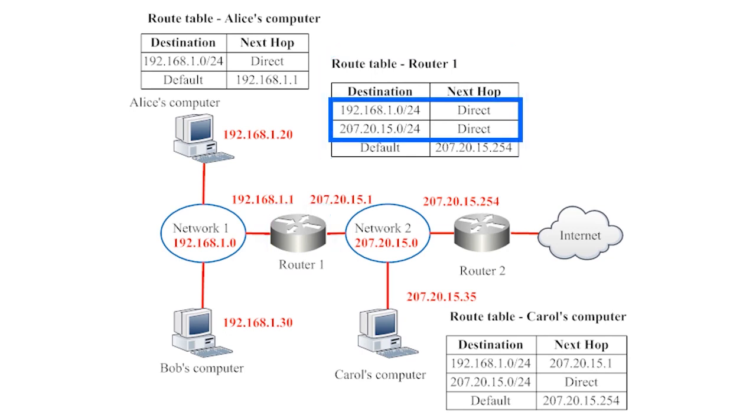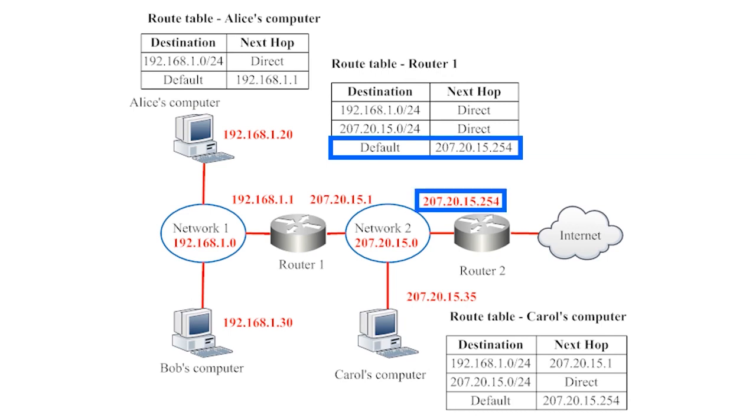If information is destined for any IP address on Network 1 or Network 2, then Router 1 will send this information directly to that IP address. It can do that because it's connected directly to both of those networks. If the information is destined for any IP address outside of these two networks, then Router 1 will default to sending the information to Router 2.